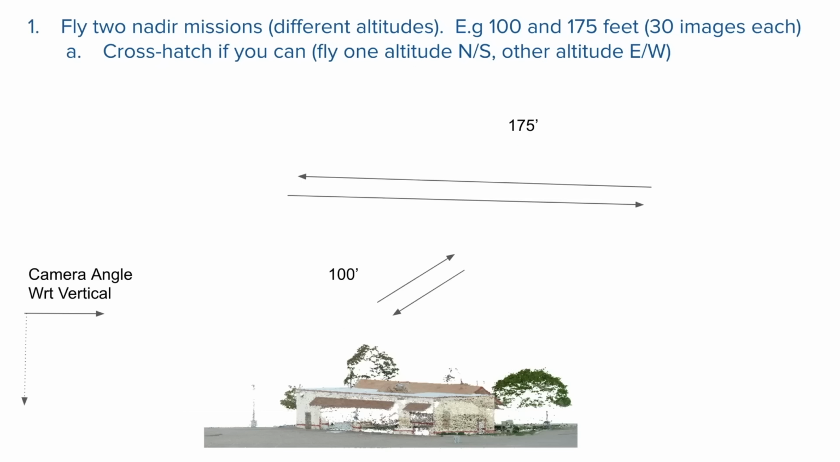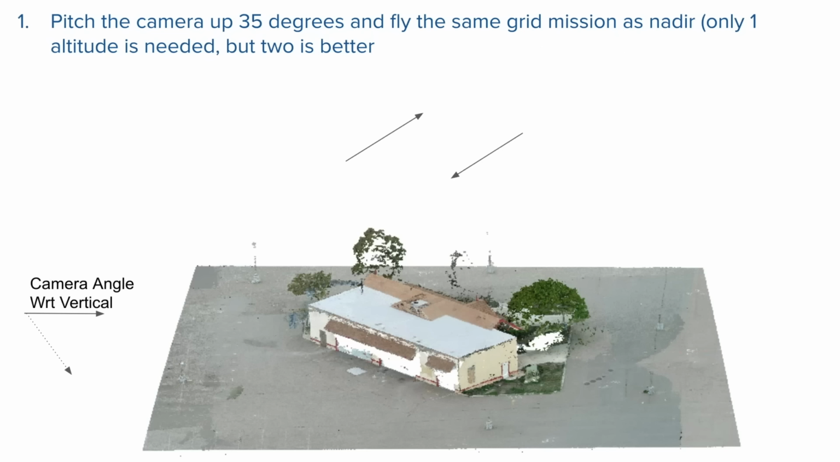You really need to fly at 2 different altitudes. So maybe one flight at 100 feet, another flight at 175, and those can both be vertical or nadir collection. And then the last thing for camera calibration is, pitch your camera up 35 degrees and fly the same mission. When you pitch your camera up and roll it, that decouples some of those calibration parameters and allows you to get a much better and consistent estimate for camera calibration.